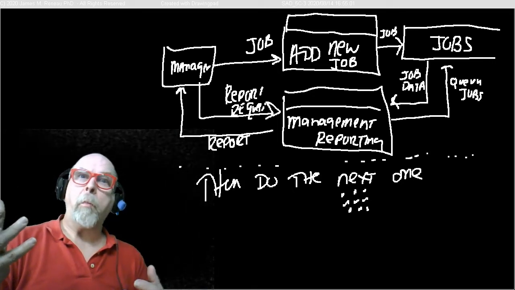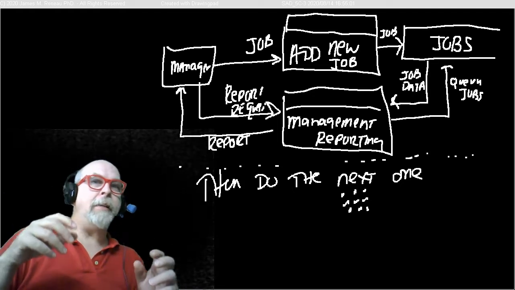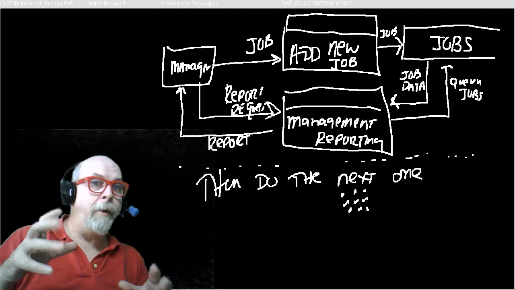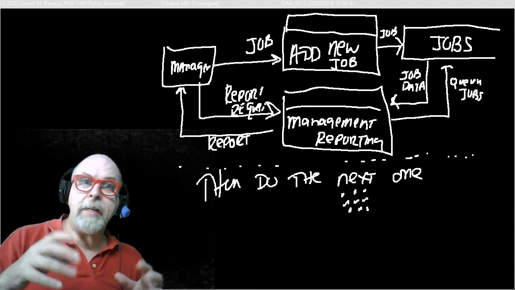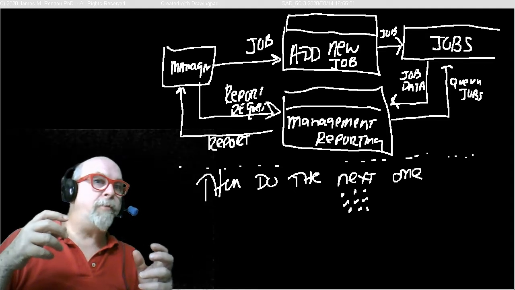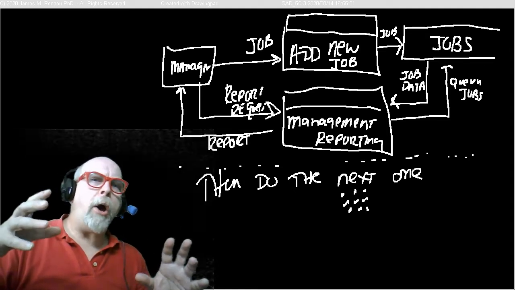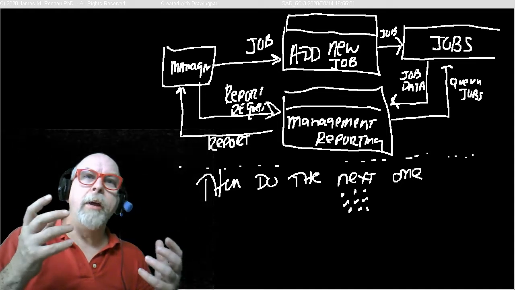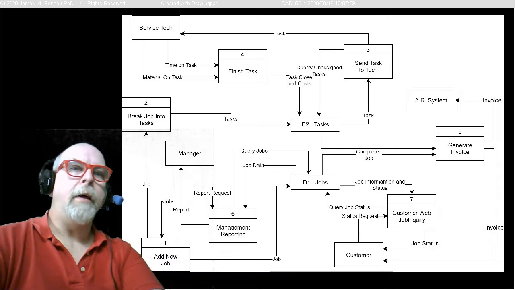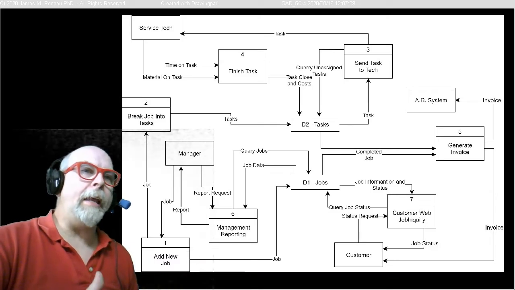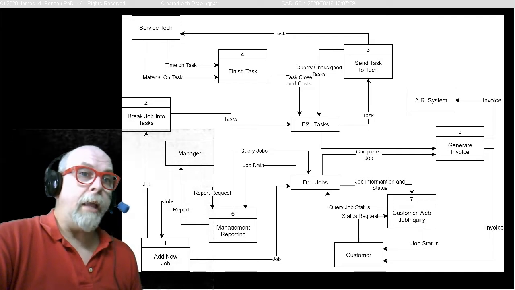Hey, so we take that fragment and then we do the fragment for the customer, and then we do the fragment for the service tech, and then we do the fragment for the accounts receivable system, and then we put all of those fragments together into one big complex document. And we come up with a level 0 diagram that might look like this.